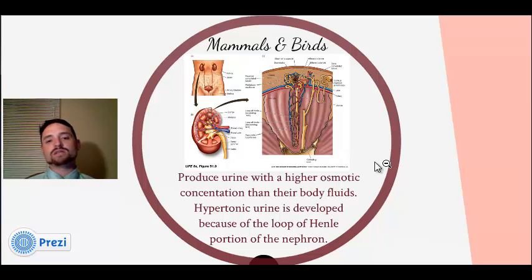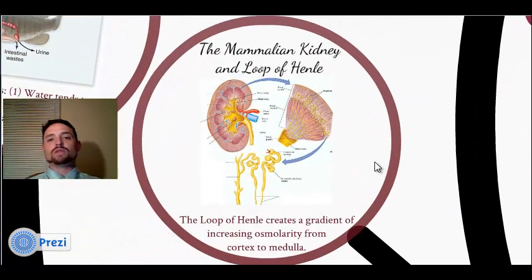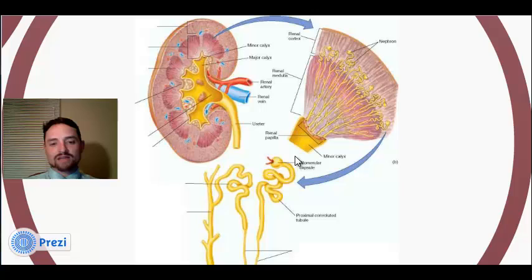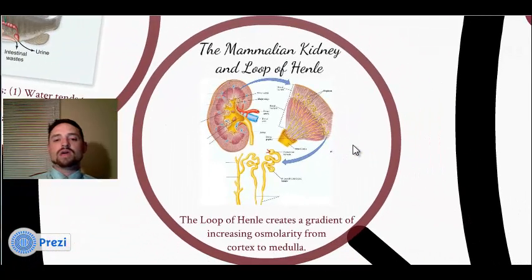So they produce urine with a higher osmotic concentration than their body fluids. Urine is developed because of the loop of Henle. So let's look at that. When we look at the loop of Henle, this loop creates a gradient of increasing osmolarity from the cortex to the medulla. So when you look at the passage of this and you get this long loop of Henle, you can see this takes place right here from the cortex to the medulla. As that goes into the medulla, that's where you're going to see that increasing osmolarity, which helps water go back into the body cells, back into the blood supply where it's needed and important. You don't want to just lose that water.